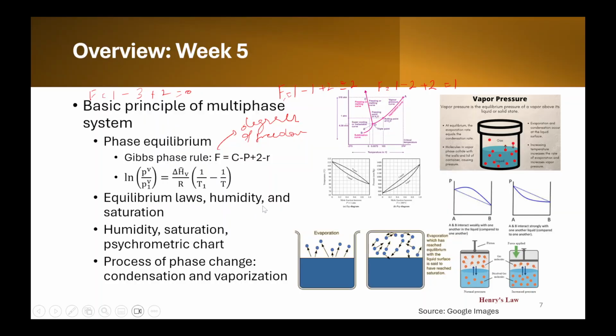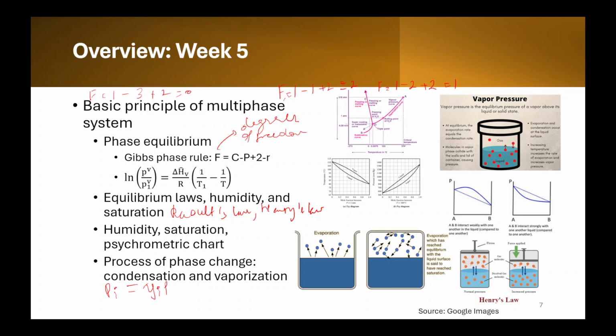We looked at equilibrium laws, humidity, and saturation. The equilibrium laws involved the discussion of Raoult's law and Henry's law. Raoult's law basically tells us that for a non-volatile solute, we see that, this is basically Dalton's law.